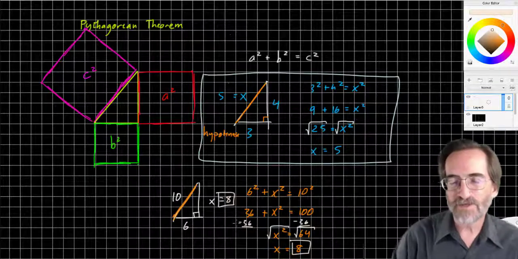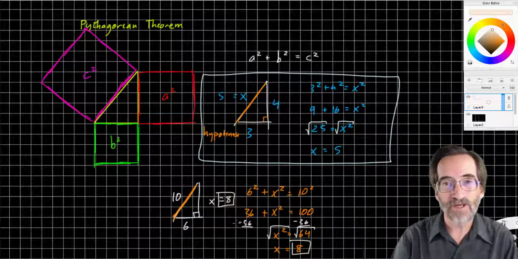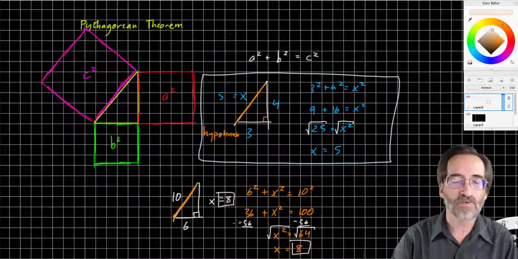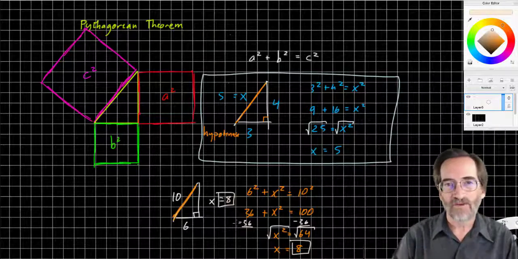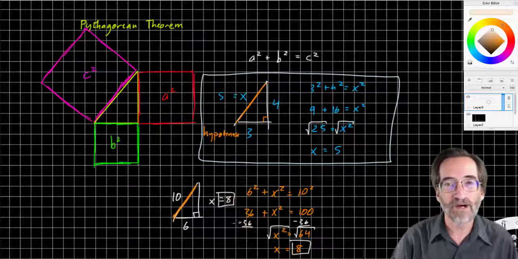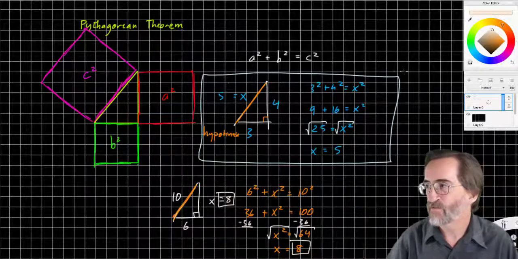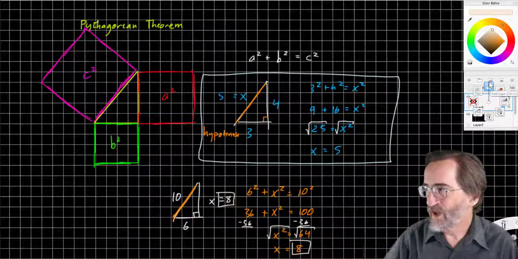Now the converse of the Pythagorean theorem. The Pythagorean theorem says if you have a right triangle, then the sum of the square of the legs is the square of the hypotenuse. The converse of the Pythagorean theorem says if the sum of the square of the legs is the square of the hypotenuse, then you have a right triangle. Okay, so here's the way you'll be asked the question.